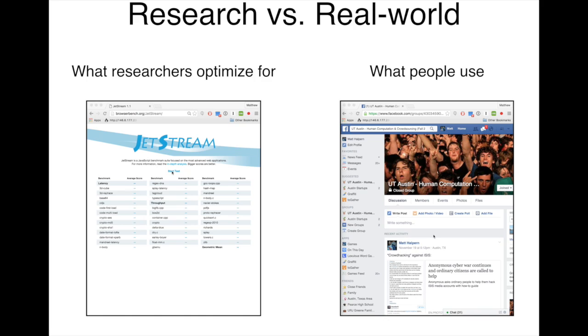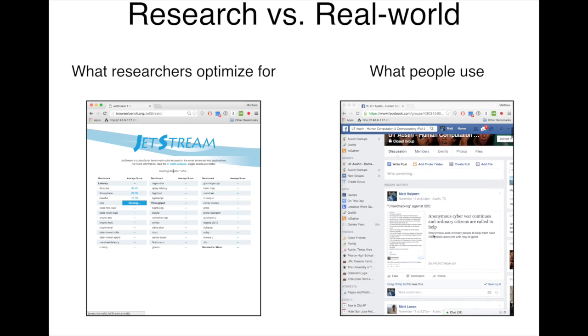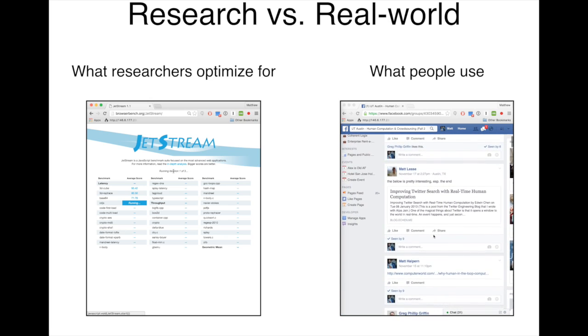Our motivation for WOCCS is illustrated in the following example. On the left-hand side is Jetstream, a common synthetic benchmark used to evaluate browser efficiency. However, this is not how users typically use web browsers, as they spend their time interacting with real web pages such as Facebook shown on the right-hand side of the screen.